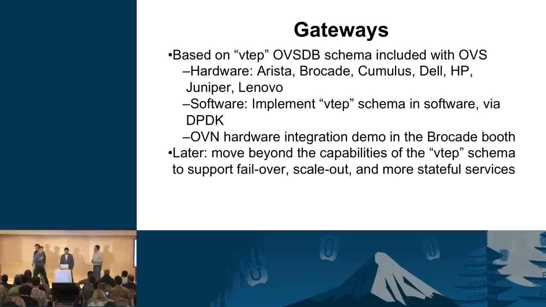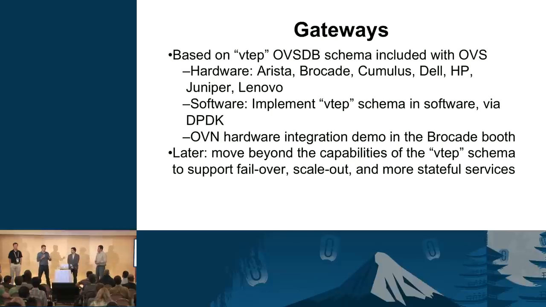All right. So now we're going to talk about gateways. We've been including in the OVS distribution for quite a while this VTEP extension to the OVSDB. It's a particular schema that we've put together for hardware VTEP integration. This is actually what NSX, VMware's product for network virtualization, uses to integrate with hardware VTEPs. But since it's part of the OVS distribution, we've also been able to leverage that.